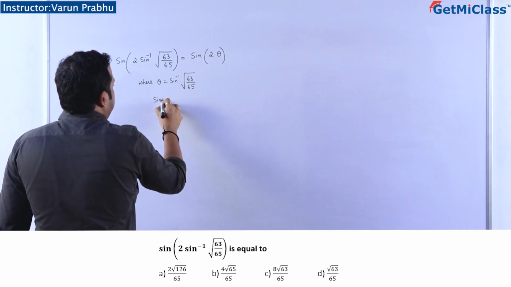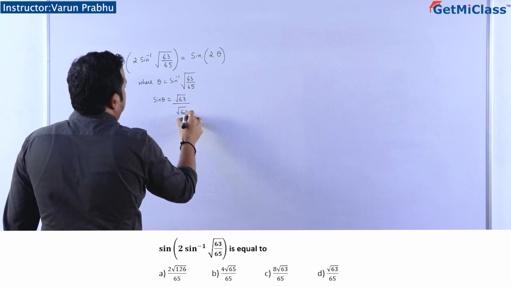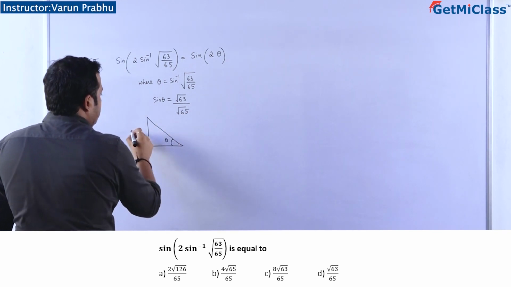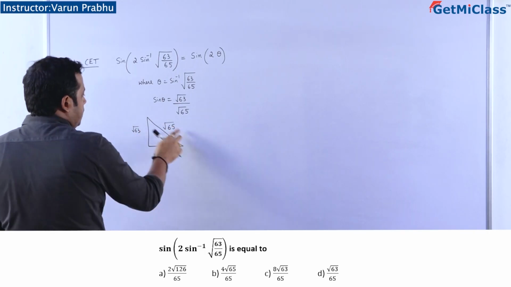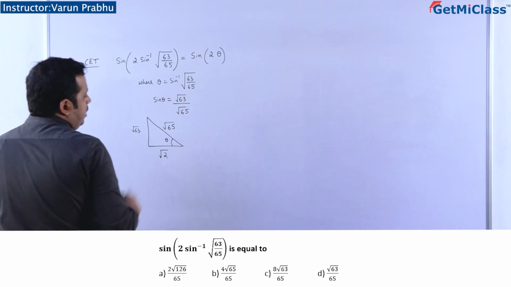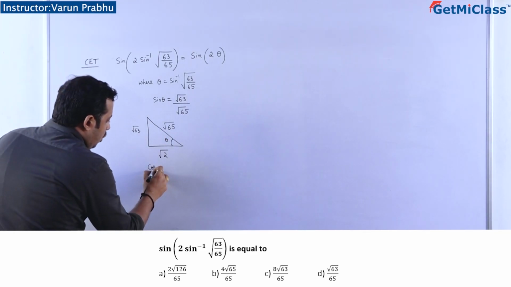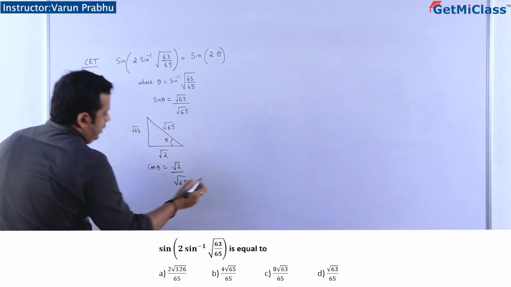So sine theta can be written as root 63 divided by root 65, correct? So this is nothing but theta, and this is root 63 divided by root 65. So 65 minus 63 is 2 under the root when you apply the Pythagoras theorem. So I can say cos theta is equal to root 2 divided by root 65, right? Cos theta.